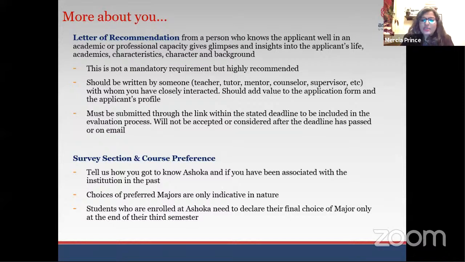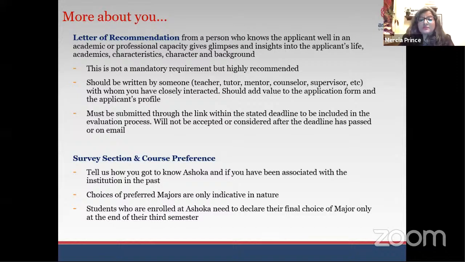A few quick questions about how you got to know Ashoka, whether you've been associated with Ashoka in the past, maybe whether you attended the YSP, which year, things like that. Also, what preferred majors would you see yourself maybe pursuing at Ashoka? Again, only indicative in nature. We're not going to hold you to them.